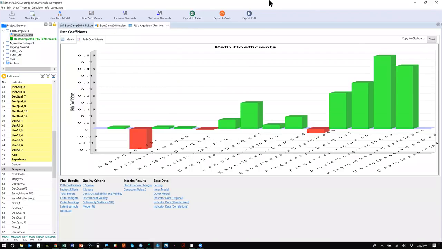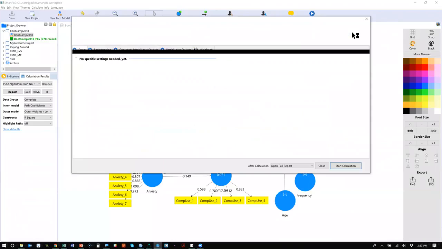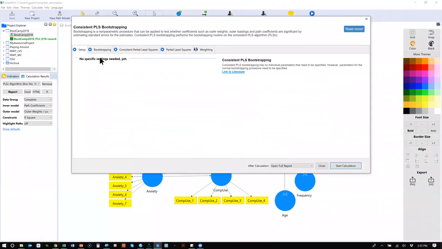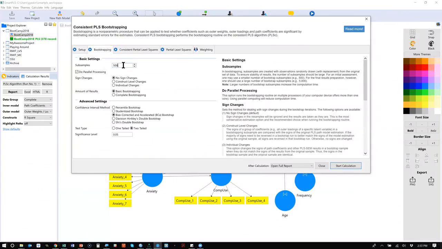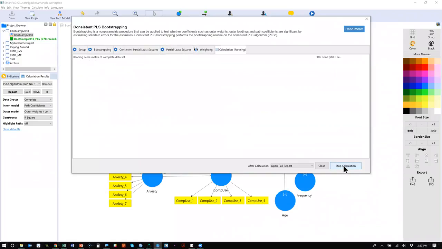So back to the model. Back to calculate. Consistent bootstrap. Bootstrapping will perform the calculations we need to establish confidence intervals, which are needed for p-values. I'm going to make this 2,000 subsamples. 5,000 is better, but it takes a while, so I'm going to do 2,000 for today. Everything else I'm going to leave the same and hit start. And it's going to think for a bit. Again, in the video, this is where I speed things up.